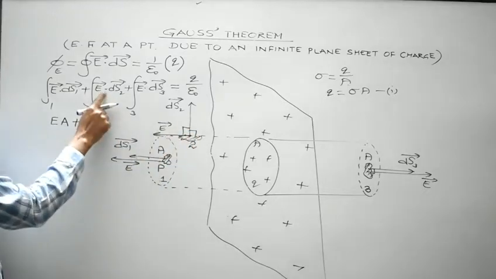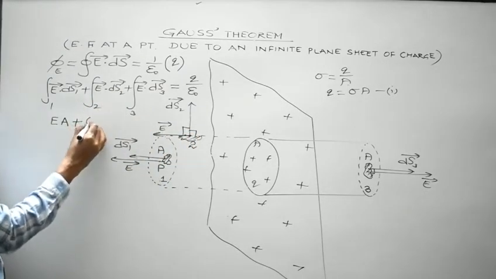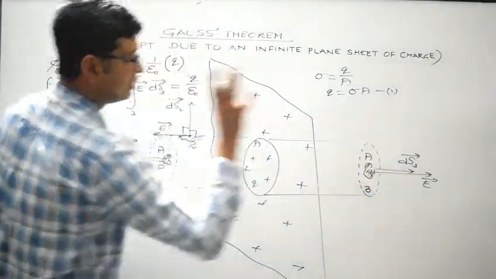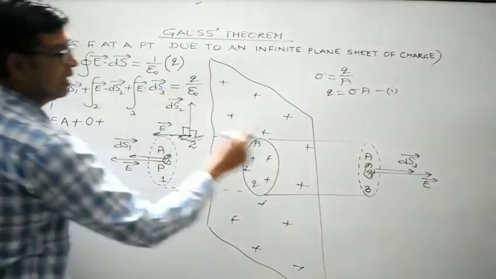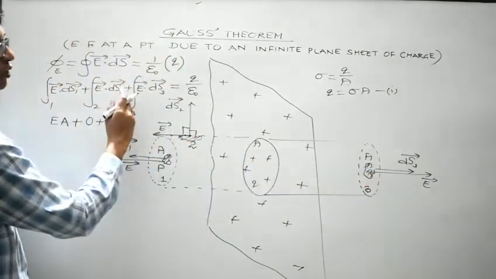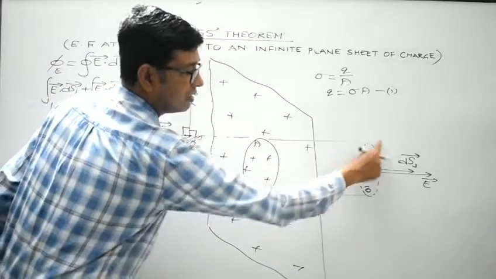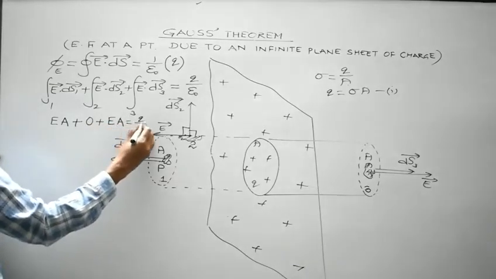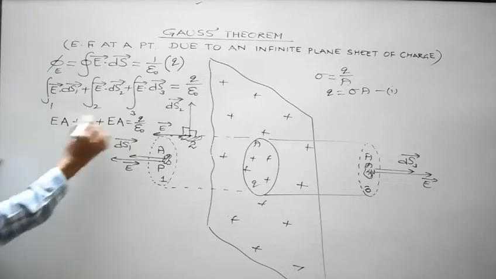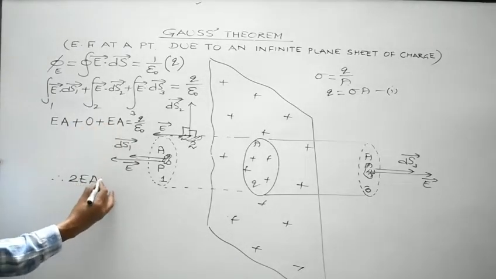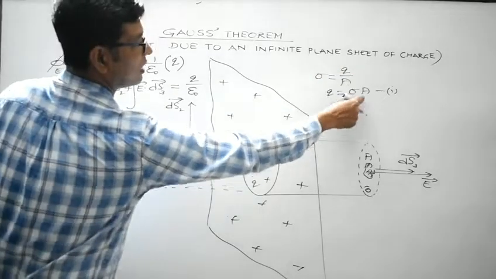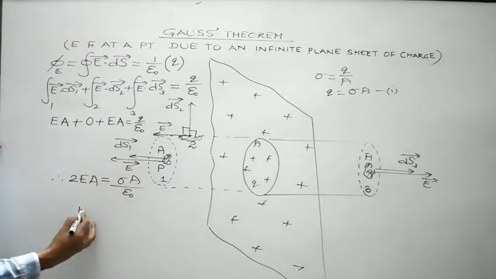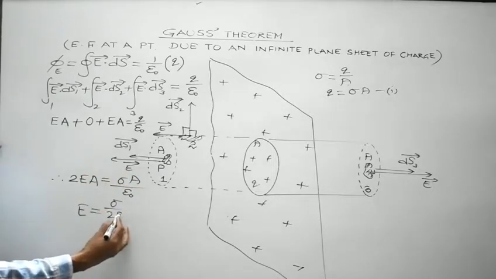So the angle is 90. The dot product of any two perpendicular vectors is always 0. Cos 90 is 0. Again, E ds3. The angle between these two is 0 degrees. Cos 0 becomes 1. E at any point over here is constant, so it can be taken outside. Integration of ds3 will give again the area of the circular cross section. So we get EA. It is q by epsilon. Therefore, what we get is twice EA is equal to q by epsilon. Q can be written as sigma A. So the A's get cancelled.